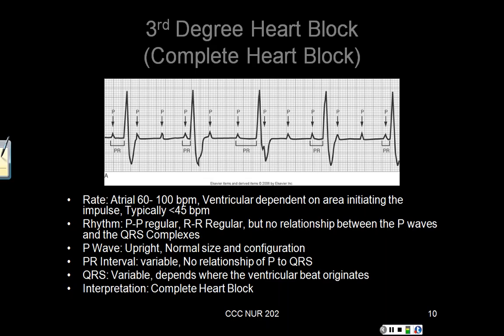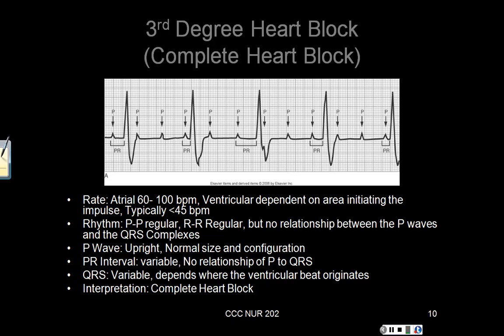When we look at our rhythm strip for a complete heart block, we're going to look first at the rate. Typically, our atrial rate is normally 60 to 100 beats per minute. The ventricular rate is going to be dependent on the area that's initiating the impulse. Typically, it's going to be less than 45 beats per minute because many times this is not coming from the junctional area but somewhere in the Purkinje fibers or maybe even the ventricles that are initiating the rhythm.